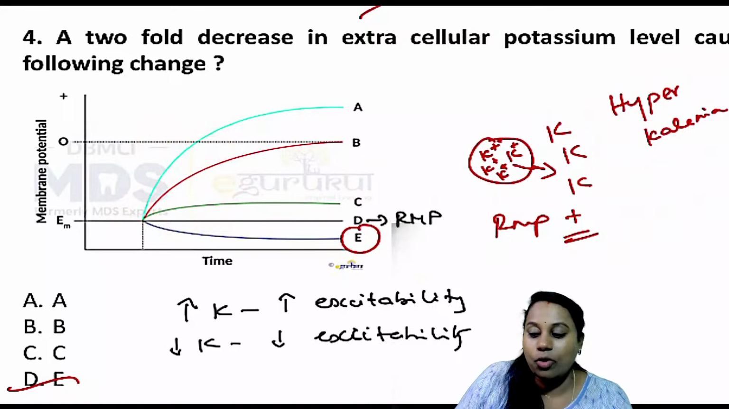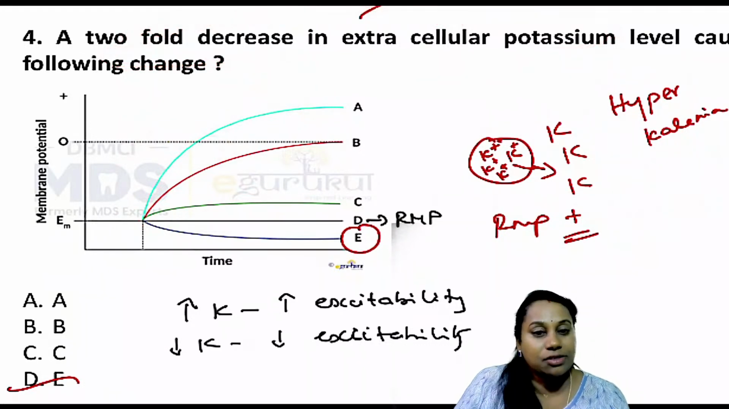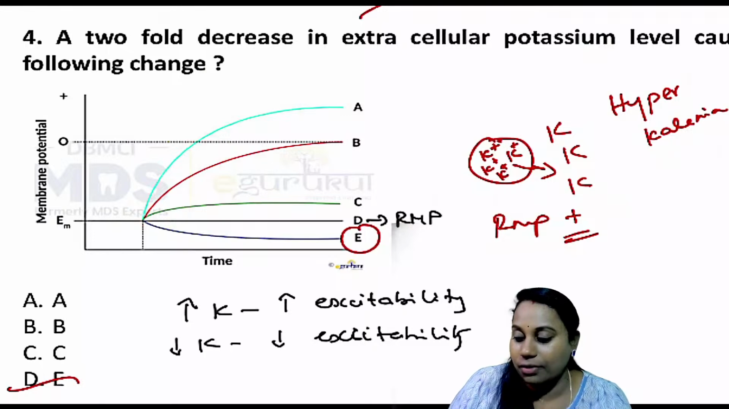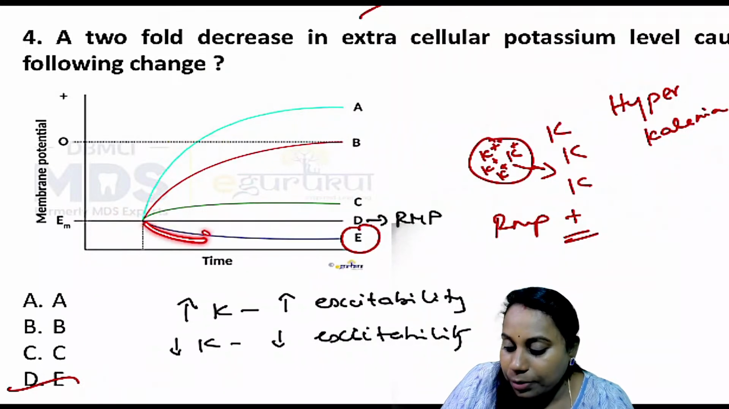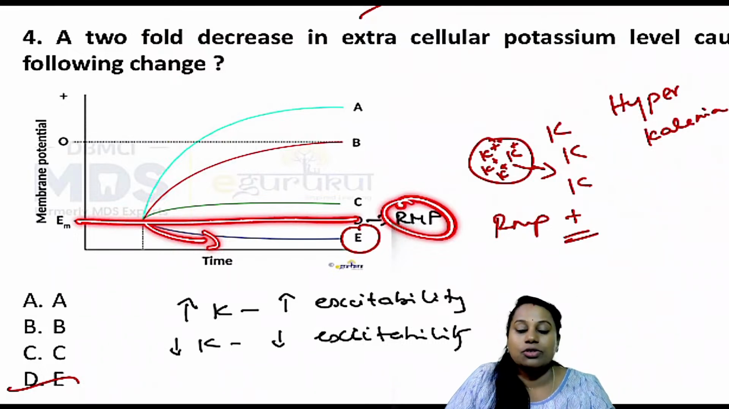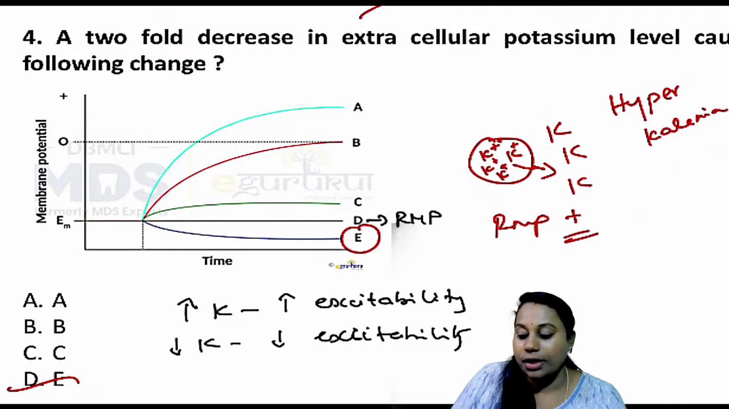But the question is about hypokalemia. A twofold decrease in extracellular potassium is hypokalemia. In hyperkalemia, RMP goes positive. In hypokalemia, it will go negative. From this normal RMP, it goes down. So which is the answer? Point E. In hypokalemia, it becomes negative.